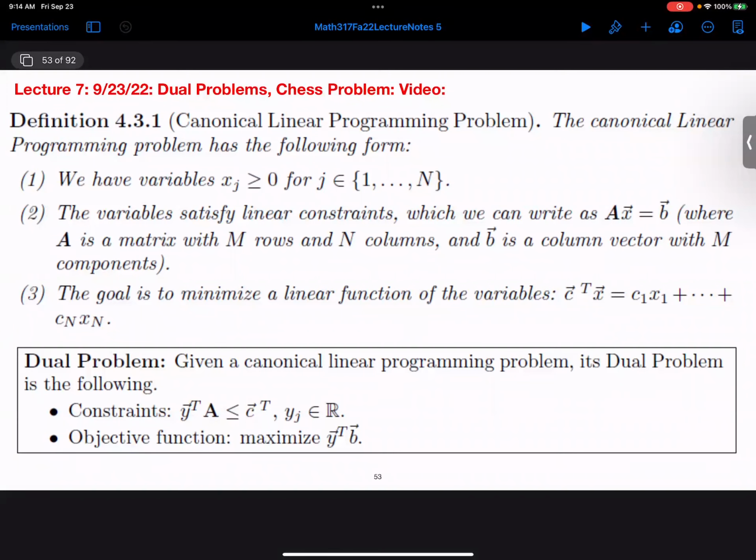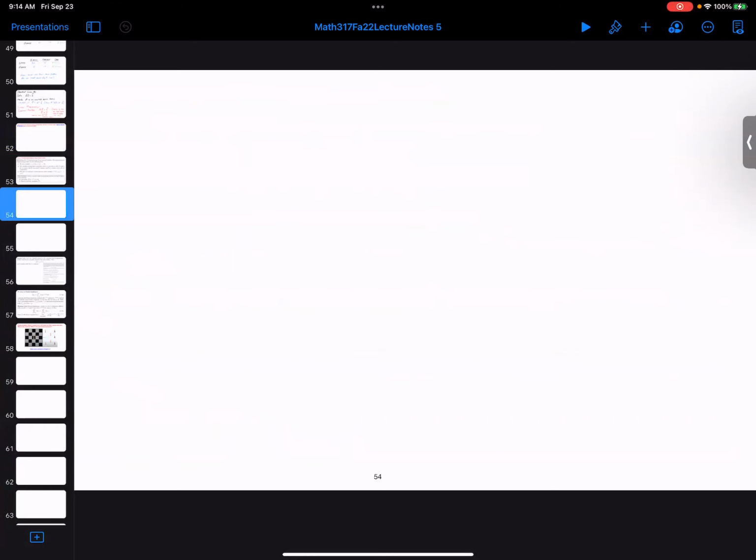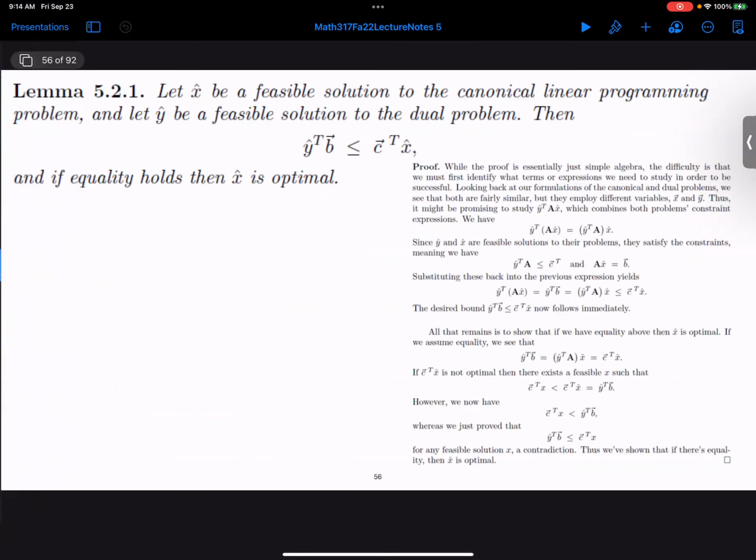Okay? Instead of using X for the variable, we're using Y as the variable. The big difference here is that we can't force an equality. We have a less than or equal to. All right, so this is the dual problem. So we'll talk in a little bit about why dual problems are so great. I'll just jump to why dual problems are so great.